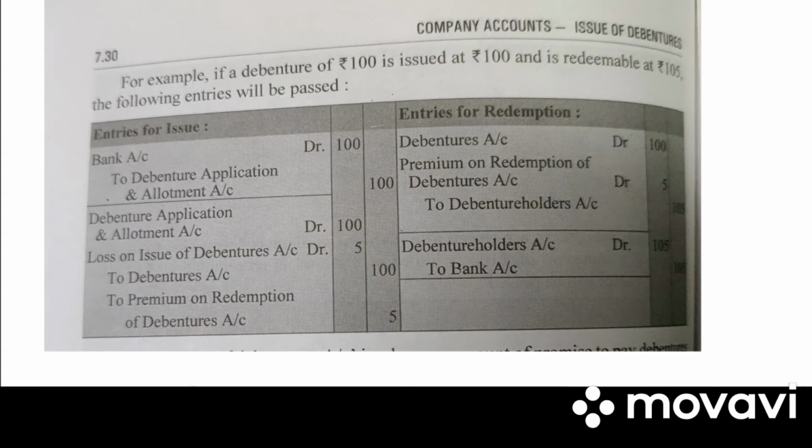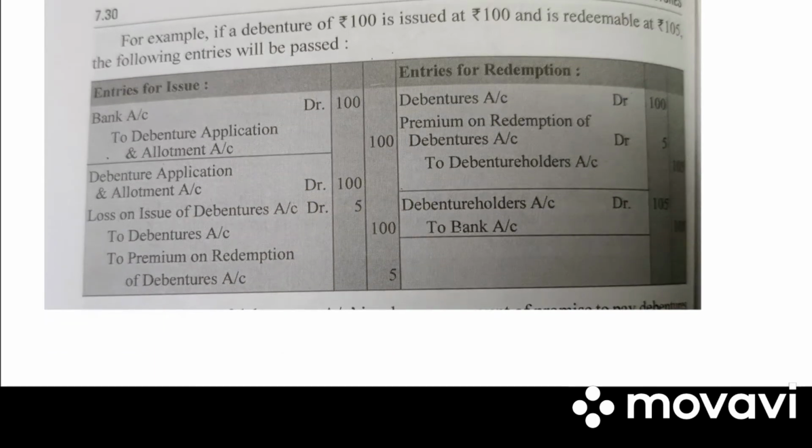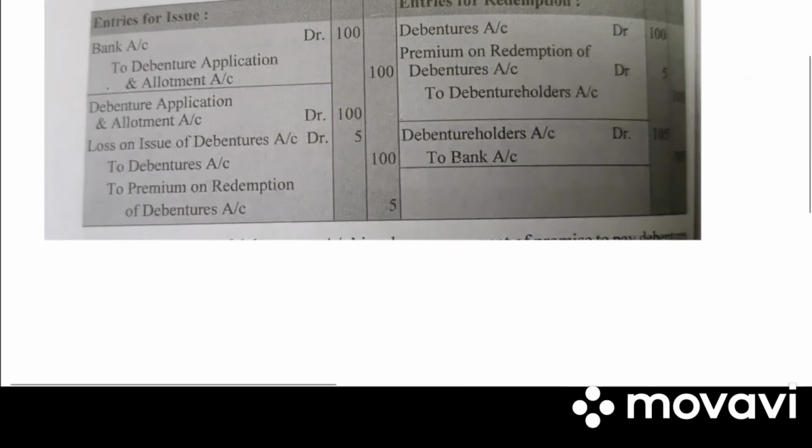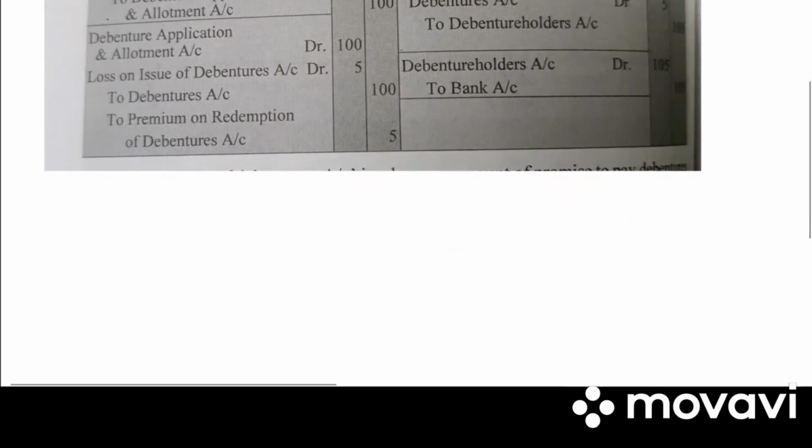Next, for redemption, what will be the entry? Debenture account debited, premium on redemption of debenture account debited to debenture holder account, and then it is debenture holders account to bank account. So loss on issue of debenture is a capital loss. So it is written off from securities premium reserve or from statement of profit and loss. So the entry for written off will be the same thing what we studied, statement of profit or loss account debited to loss on issue of debentures.